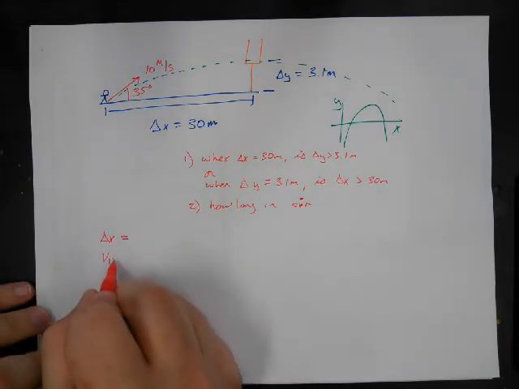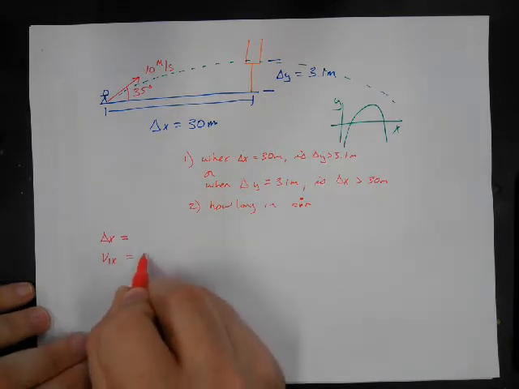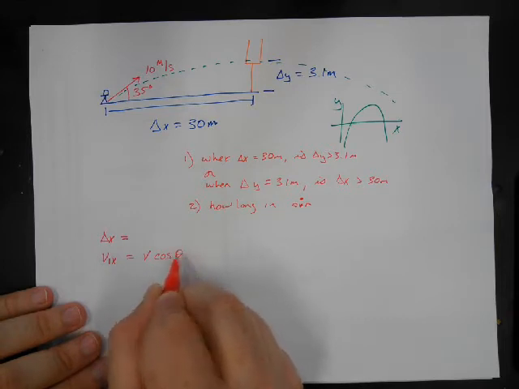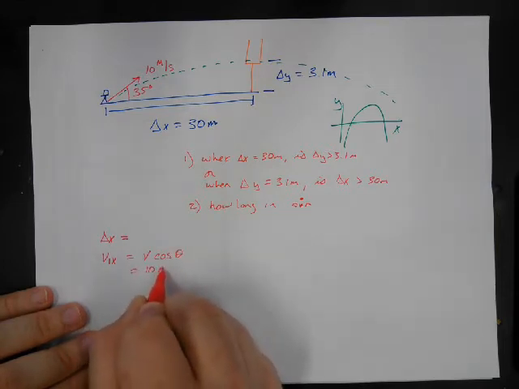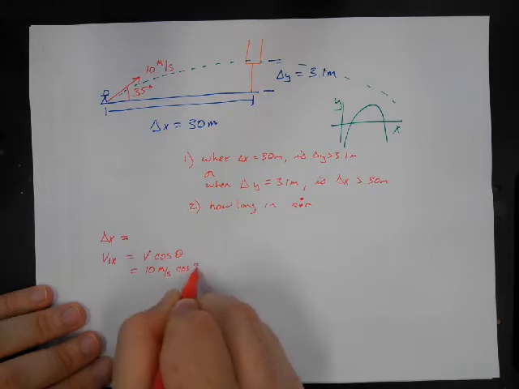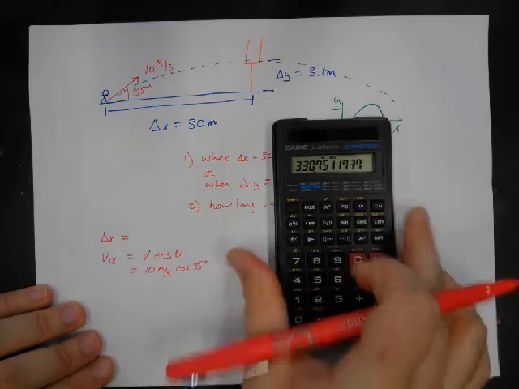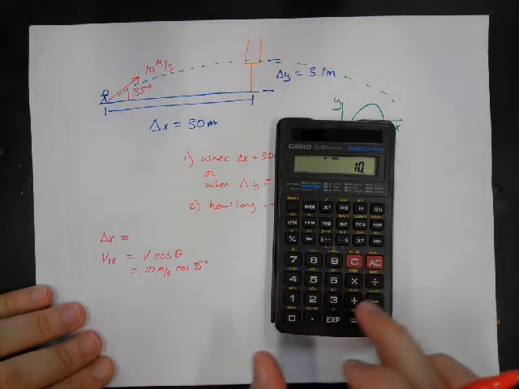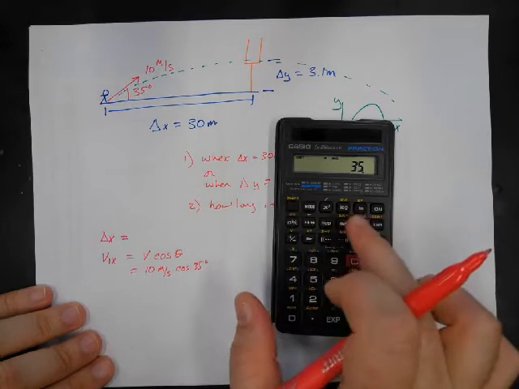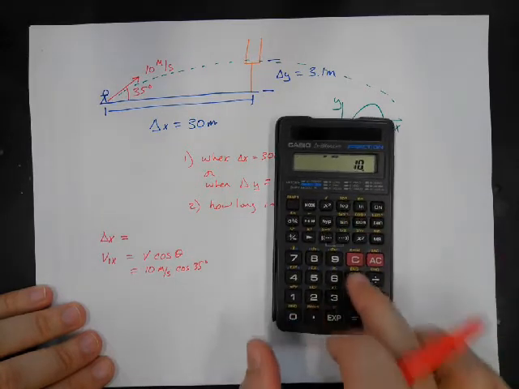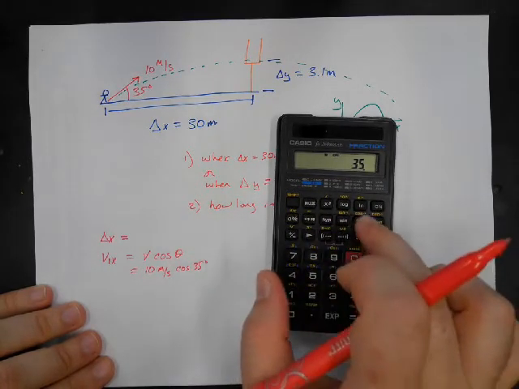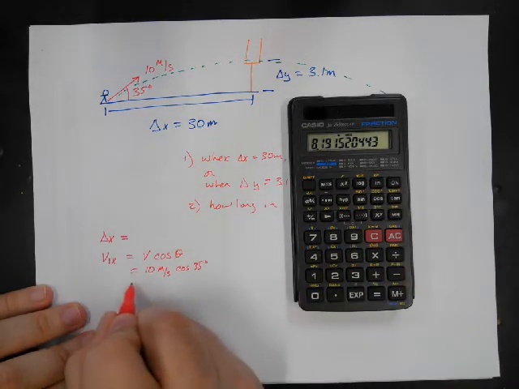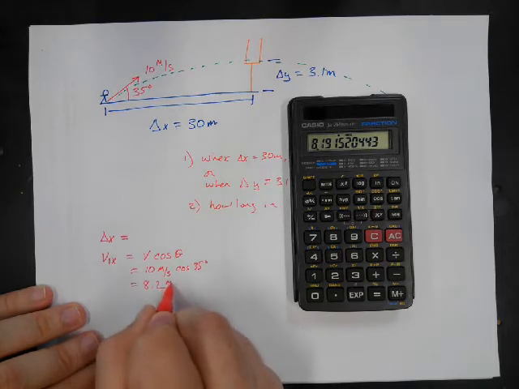V initial x is going to be our velocity times cosine theta, is 10 meters per second cosine 35 degrees. So we'll pull in our calculator, clear, 10 times the cosine of 35 is 8.2 meters per second.